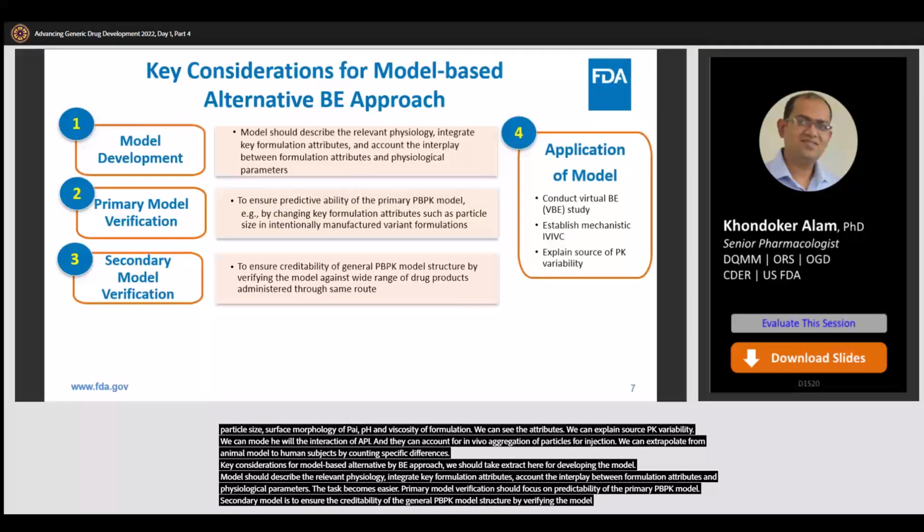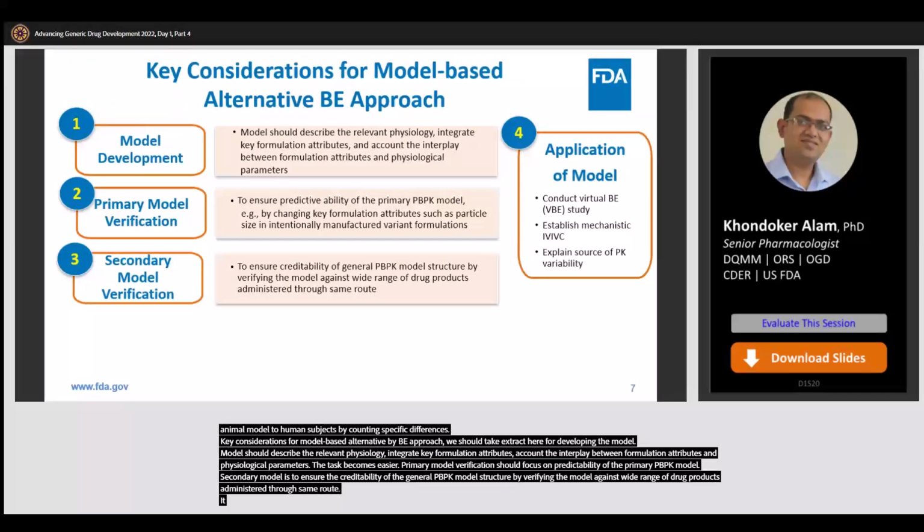It is very critical to identify the application of the model. The model can be used to conduct a virtual bioequivalence study, or establish mechanistic IVIVC, or explain source of PK variability, or other purposes.